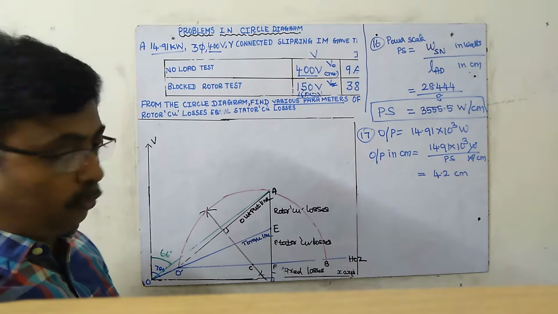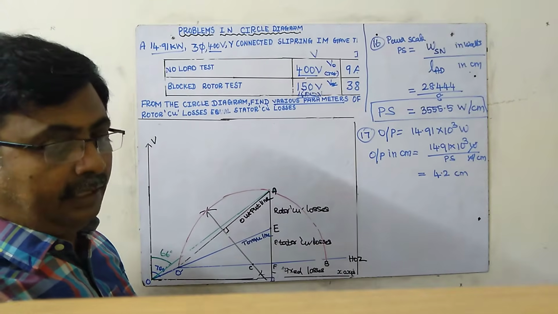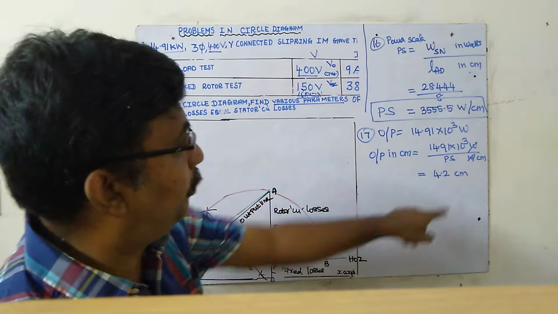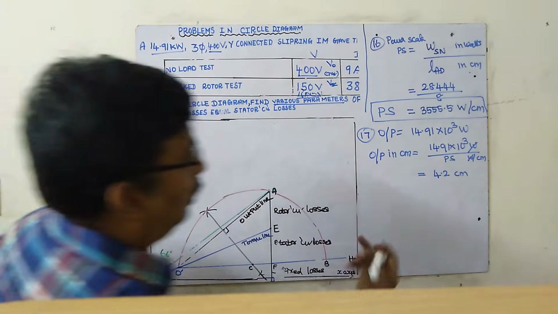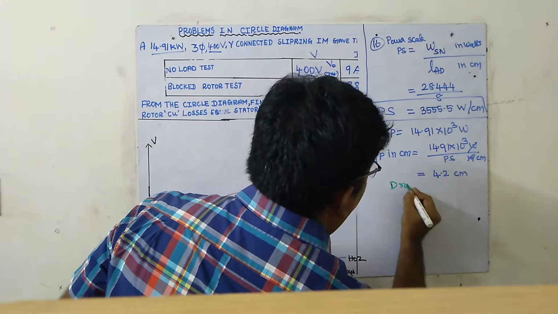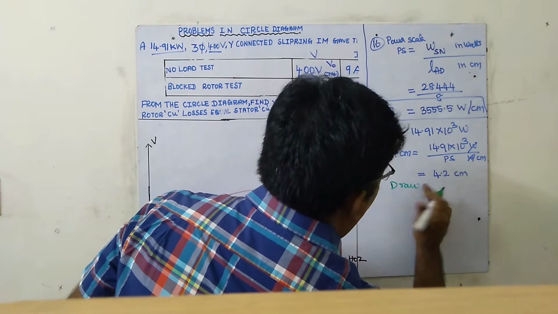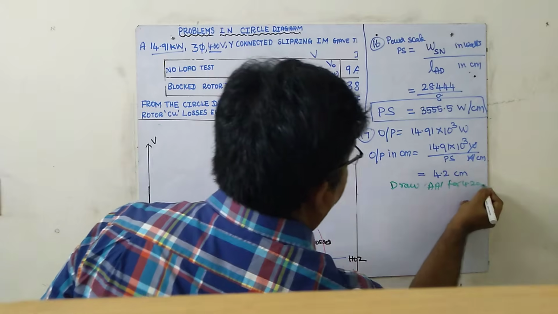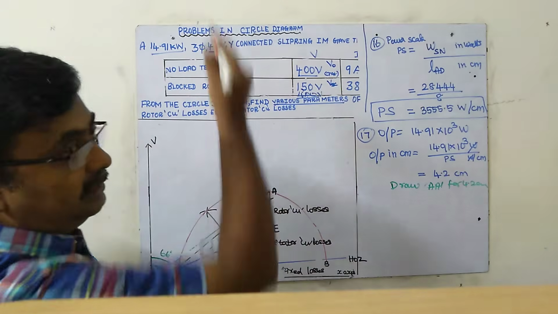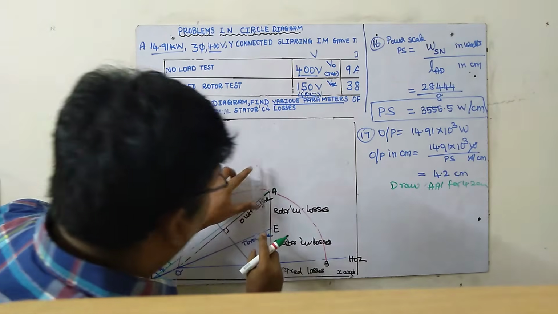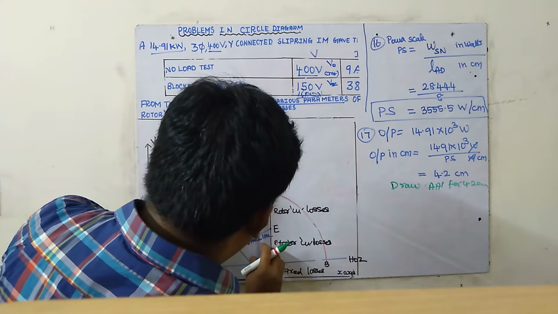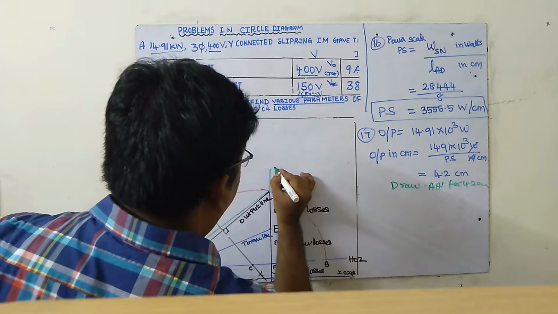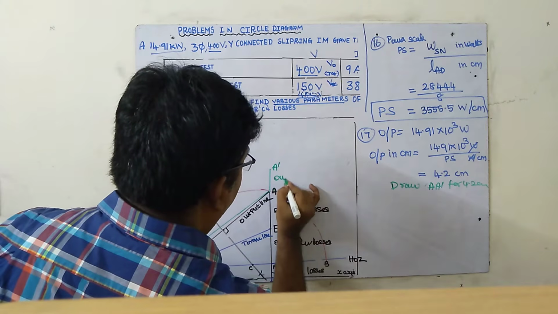Now what do I have to do? I have to extend this line, the line above the output line, the actual output. This is 4.2 centimeter. Now I have to draw A dash for this 4.2 centimeter. I have to extend this point by 4.2 centimeter. This is A dash, our output power.